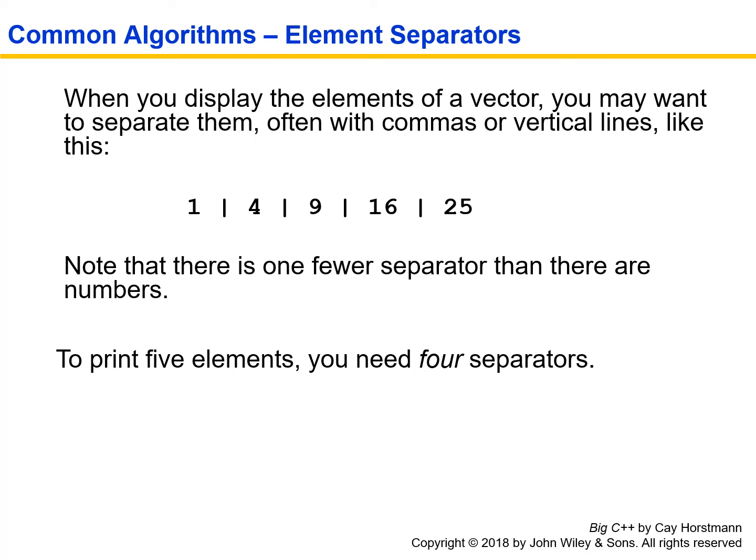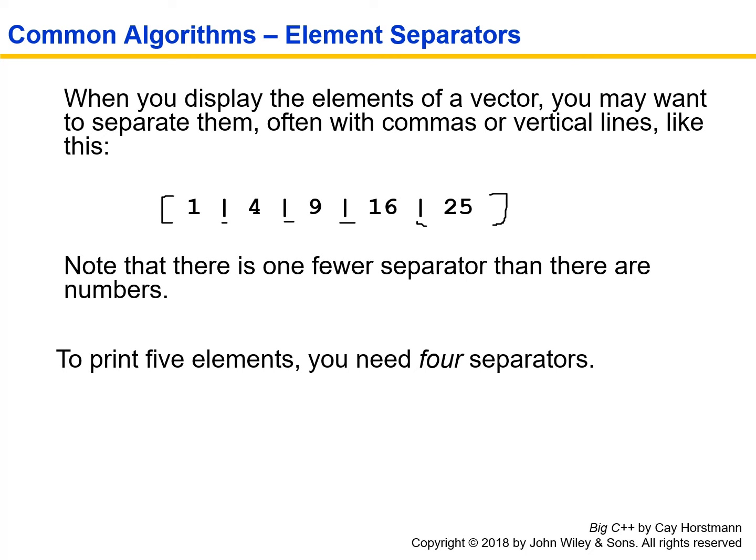One thing that's a little bit different than anything we've done so far is that when we want to print the elements of an array or vector, you may want to separate them with commas or vertical lines. One common way is to actually put a square bracket at the beginning, write each number with a vertical line, and then put a square bracket at the end, and that sort of makes it look like it's an array. The point is there are 5 elements, but there are only 1, 2, 3, 4 vertical lines, so there are fewer separators than there are numbers.